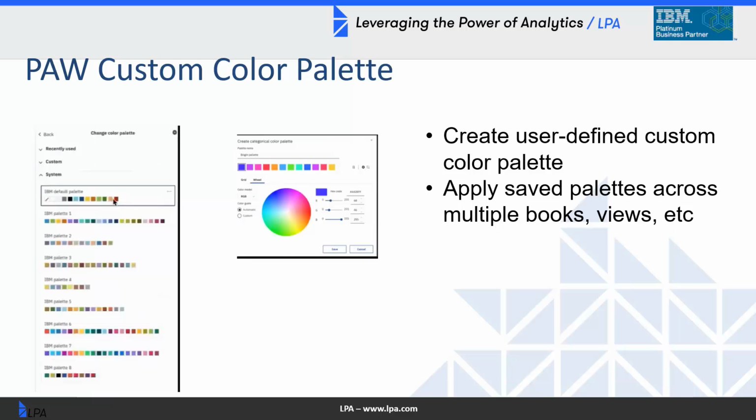Another big thing is the custom color palette. So before with Workspace, you had a limited number of colors that you could work with. You couldn't really create your own colors, and you couldn't create your own palette. Now you've got an infinite number of combinations that you can create. You actually have a color wheel to pick your colors from, and you can choose different palettes, and those are user defined. So each user can create their own palette and save those palettes across multiple books, views, etc. within Workspace.